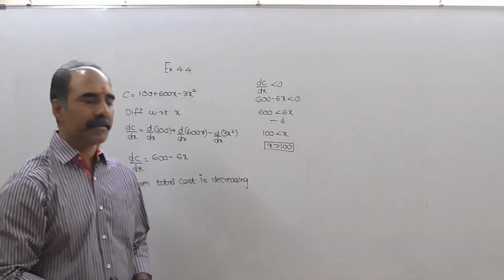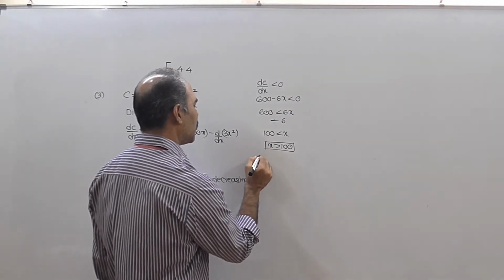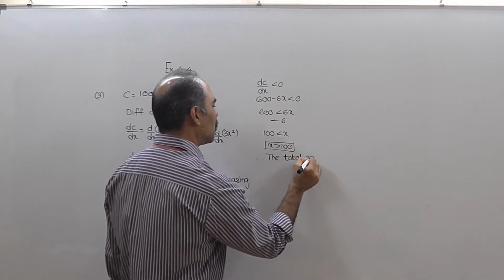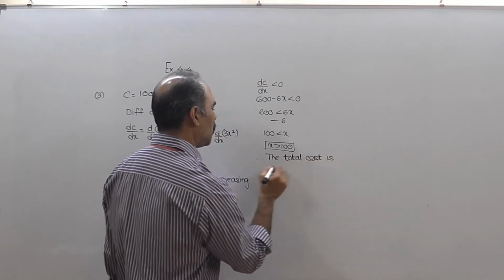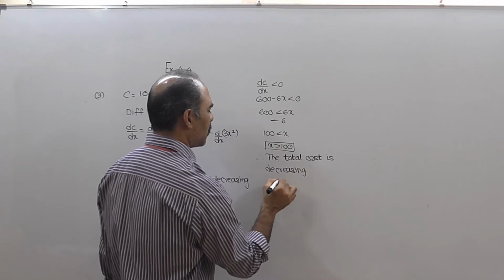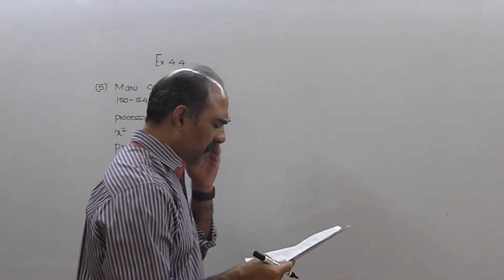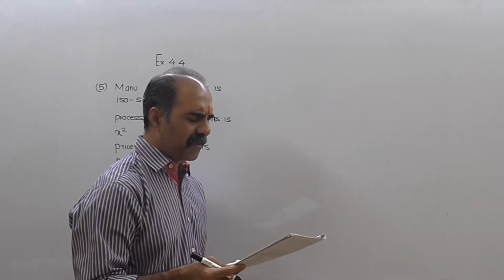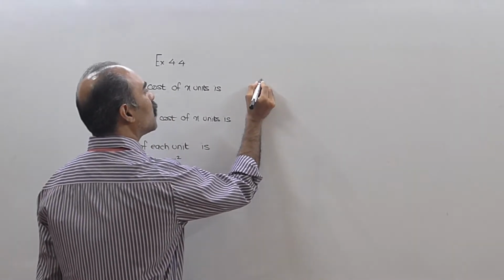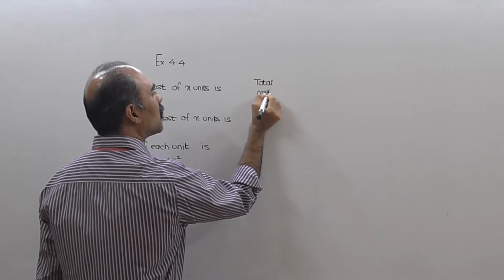Got it. So in case you want to conclude, you can say that therefore the total cost is decreasing when x is greater than 100. The first question is, you have to find the value of x for which the total cost is decreasing. So we have to find x for which the total cost is decreasing.